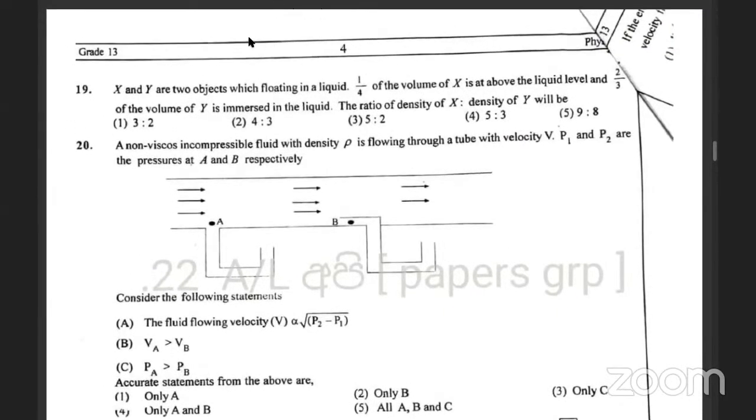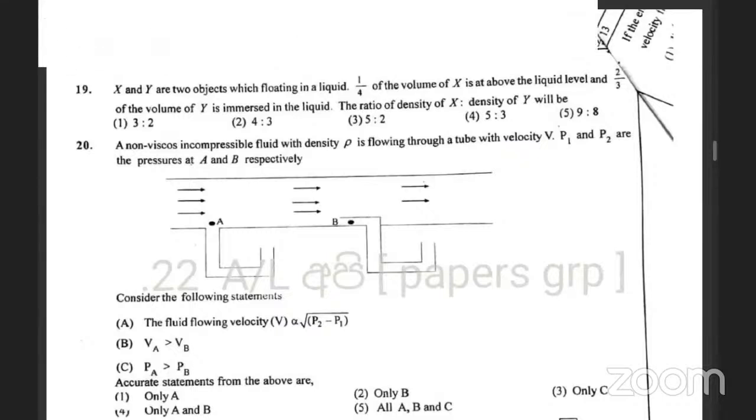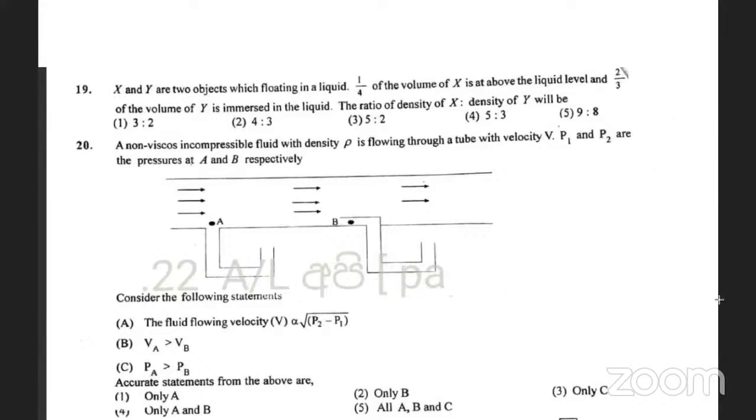So 19th one. What is 19th all about? X and Y are two objects floating on a liquid. 1/4 of volume of X is above the liquid. X is above the liquid level, and 2/3 of volume of Y is immersed in the liquid. Ratio of densities X and Y. Okay, interesting. Okay, so fifth answer. One person has got fifth answer. What about the others? Anyone else would like to share your answers, people? Right, majority has got fifth.